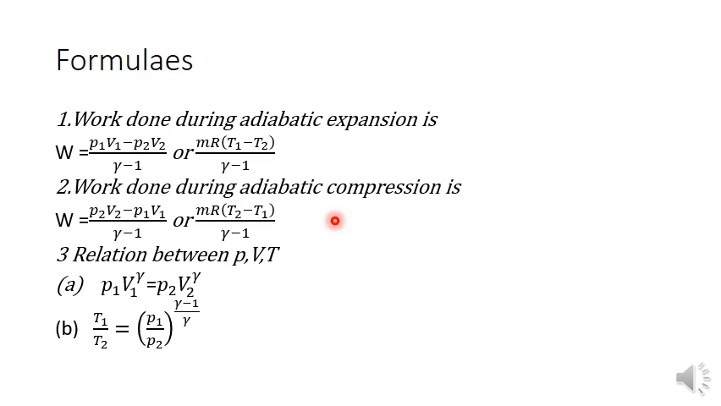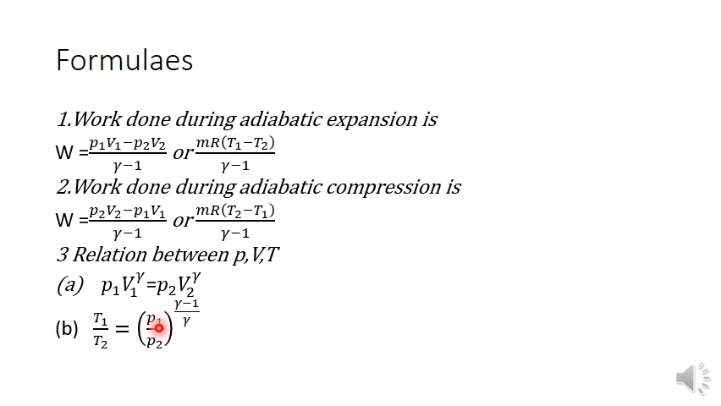By eliminating V using the ideal gas equation, we can write the relation as T1 by T2 is equal to (P1 by P2) whole power (gamma minus 1) by gamma. We can write this equation in any form. By bringing this power to this side, the power becomes gamma divided by (gamma minus 1), or we can write T2 by T1 is equal to P2 by P1. Here I am exchanging the numerator and denominator on both sides.